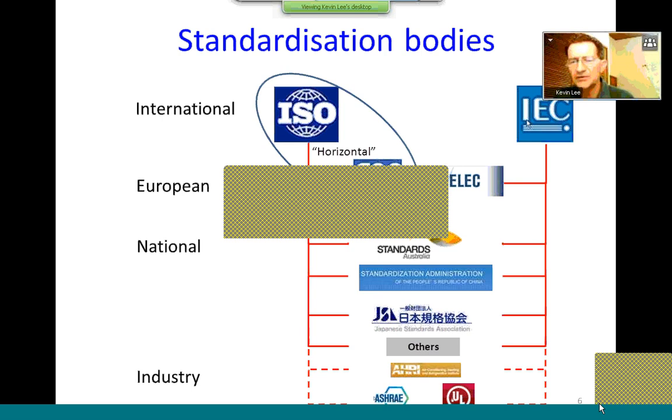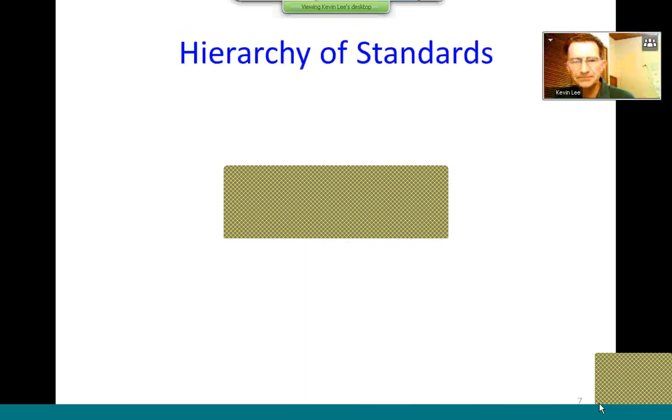ISO typically develops what we call horizontal standards. These are general standards that go across many different groups of refrigeration or air conditioning products. The IEC, by contrast, develops what we call vertical standards. These are product-specific standards, and they might apply to an air conditioner or a refrigerator or a washing machine or something like that.